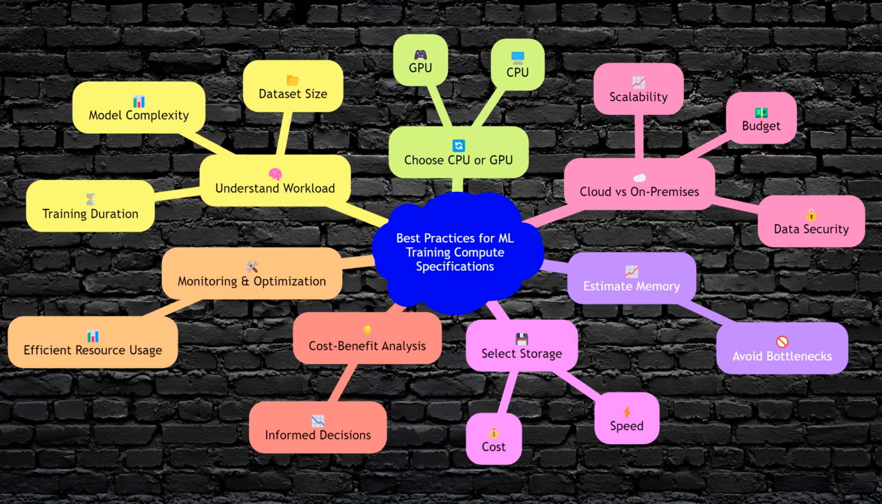To summarize, here are some best practices for determining compute specifications for ML training. 1. Understand your training workload by analyzing model complexity, dataset size, and training duration. 2. Choose between CPU and GPU based on the specific requirements of your workload. 3. Accurately estimate memory requirements to avoid bottlenecks. 4. Select appropriate storage options, balancing speed and cost. 5. Decide between cloud and on-premises solutions based on scalability, budget, and data security needs. 6. Conduct a cost-benefit analysis to make informed decisions. 7. Use monitoring and optimization tools to ensure efficient resource usage.